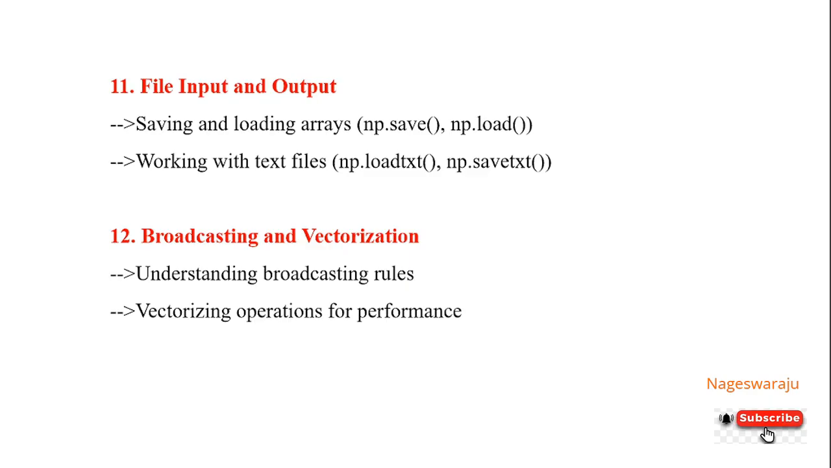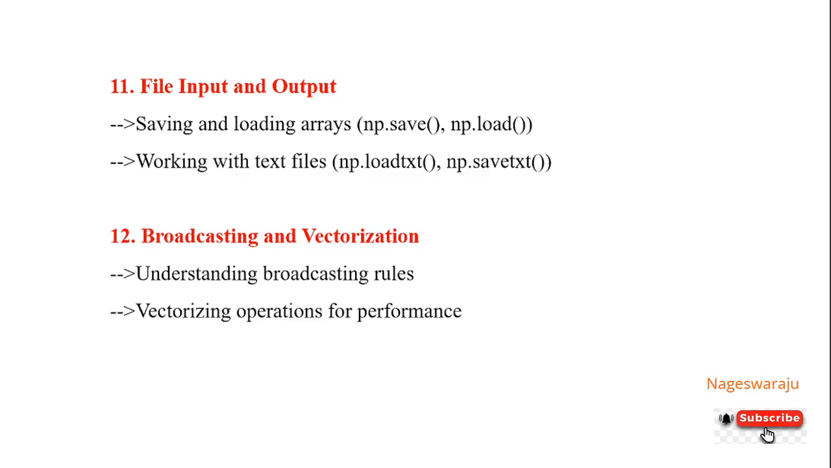Next, file input and output operations. What is a file input output operation? When the user gives input data, the data will be stored somewhere, and then we need to retrieve that value using the save and load methods. Next, working with text. For example, this is number data. This is text data. When we need to save the text, we use savetxt, and to get that data back, we use loadtxt.